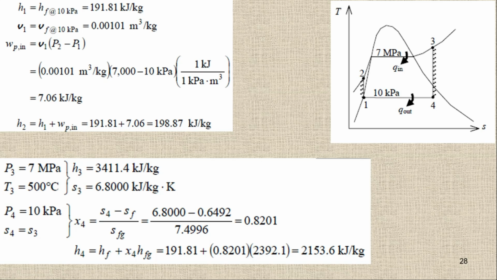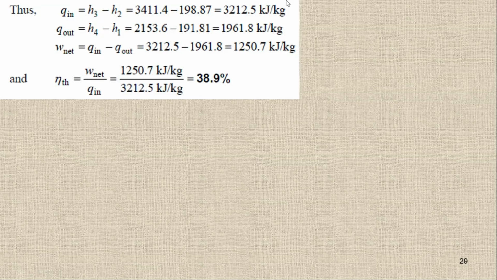So in all Rankine vapor power cycle questions, you are basically following the same procedure. Now we know H1, H2, H3, H4. Then we can easily calculate Q in, Q out, and even W in, W out, and W net as well. So Q in is simply H3 minus H2. We know H3, we know H2, so we'll get this answer. The Q out will be H4 minus H1, so you will get this answer.